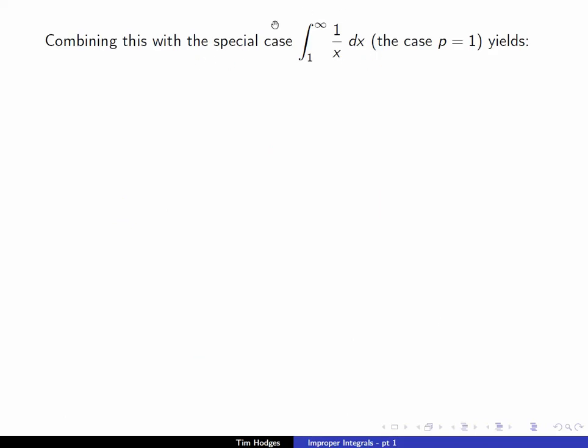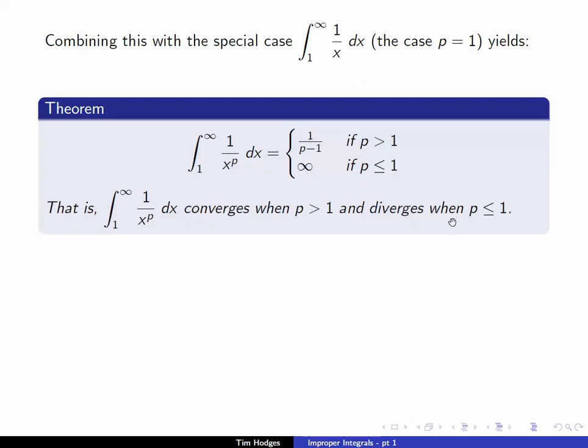So remember that when we did this by hand, we found that it diverged. So putting this all together gives us this theorem for the convergence of the integral of 1 over x to the p from 1 to infinity. That it converges to 1 over p minus 1 if p is greater than 1, and it diverges to infinity if p is less than or equal to 1.